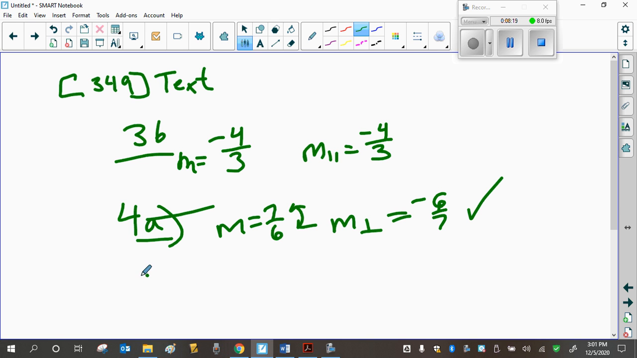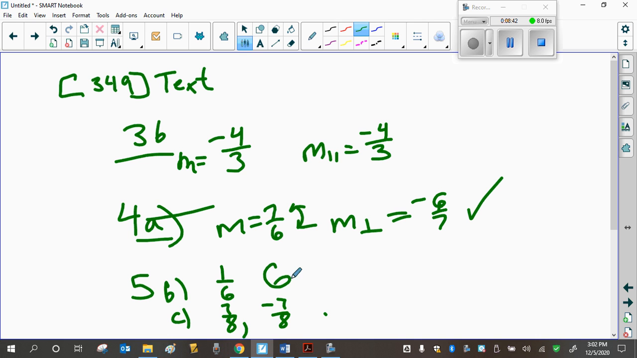5B or C? I like them both. And they're very similar. They're trying to trick you.